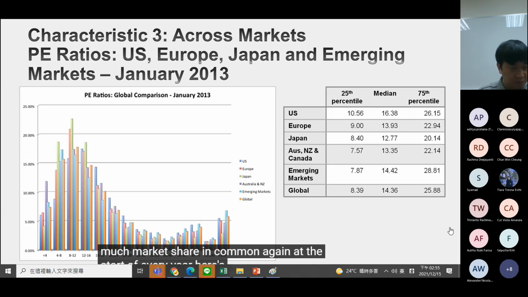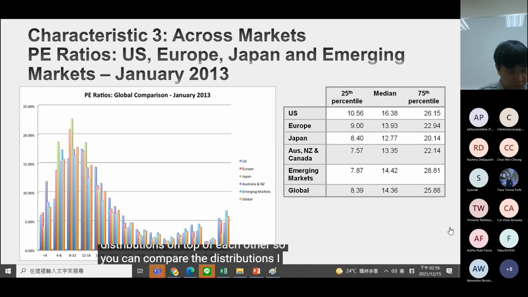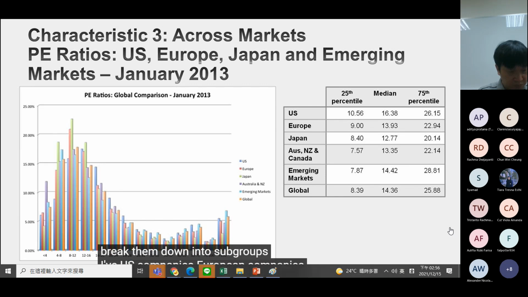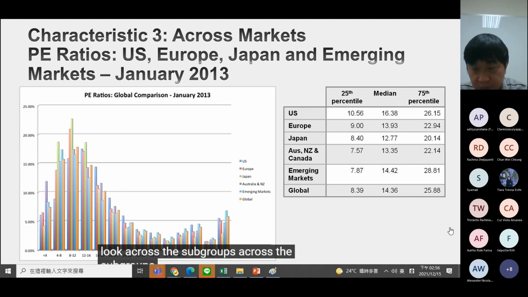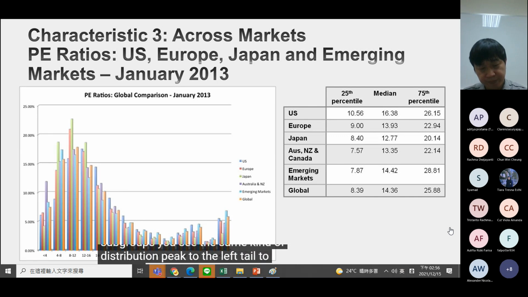Again, at the start of every year, here's what I do. I take every publicly traded company listed globally for which I can get a PE ratio, and then I put the distributions on top of each other so I can compare the distributions. I break them down into subgroups. I have US companies, European companies, emerging market companies, Japanese companies, and Australia, New Zealand, and Canada form their own subgroup. Look across the subgroups. Across the subgroups, you see the same kind of distribution. Peak to the left, tail to the right.